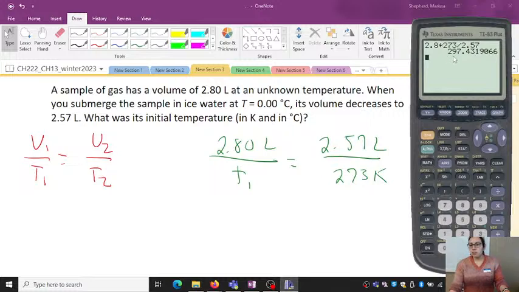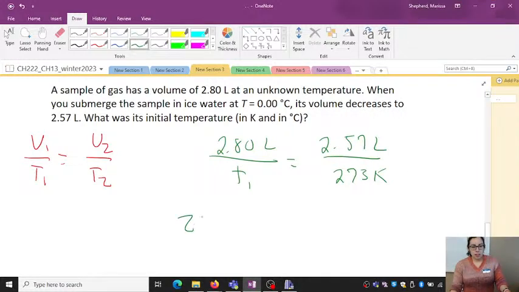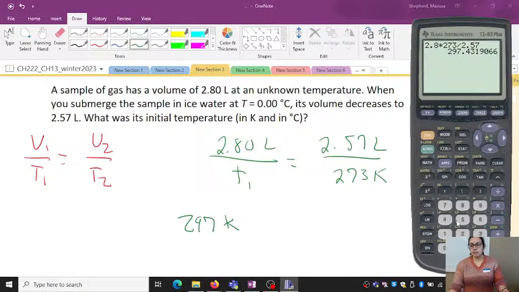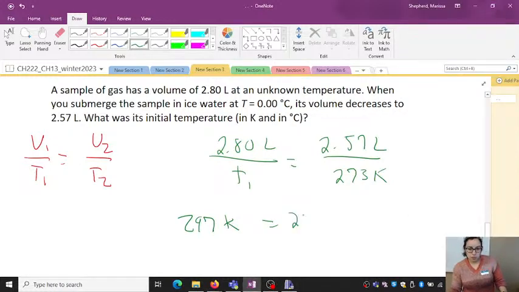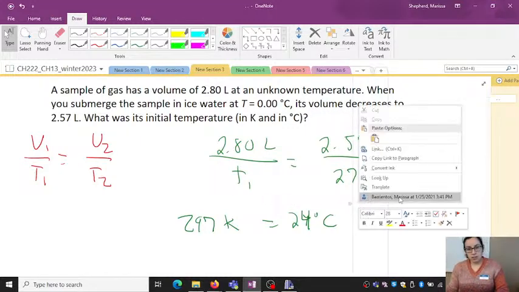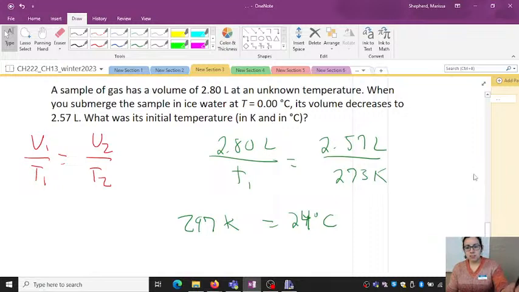So did we all get 297 Kelvin, roughly? And then what is this back in Celsius? What did you say? So 24 degrees Celsius. So just subtract 273 from that. Any questions about that one?